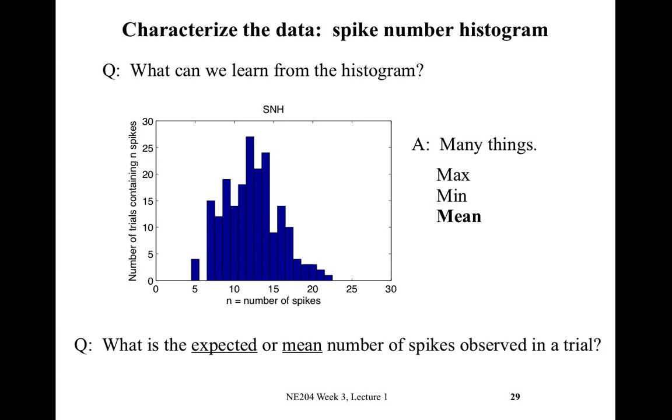What about the mean? So what is the expected or mean number of spikes we observe in a trial? If you were to pull a trial out at random from these data, how many spikes would you expect to observe? A reasonable guess is somewhere between 10 to 15, about 10 to 15 spikes. We wouldn't be surprised if we were given a trial at random out of the 200 and it had 10 to 15 spikes.